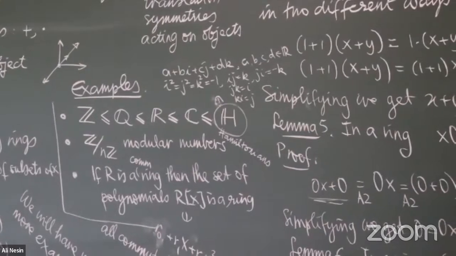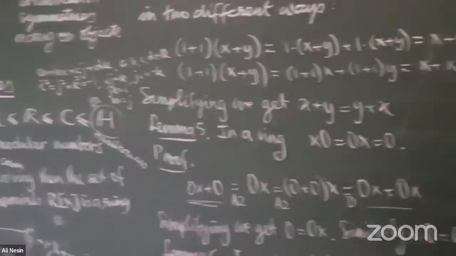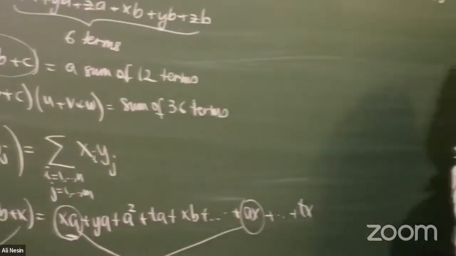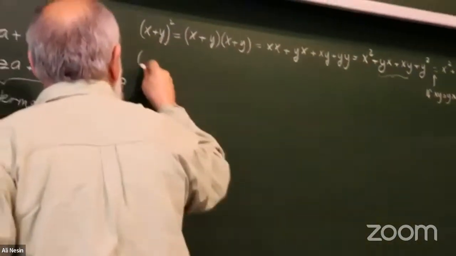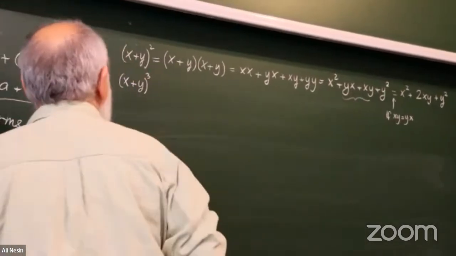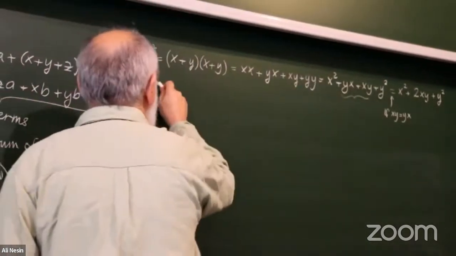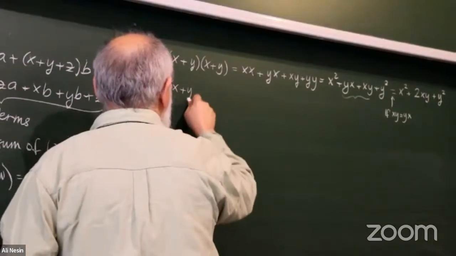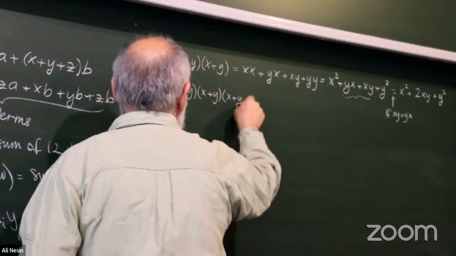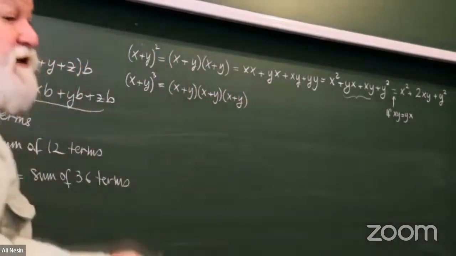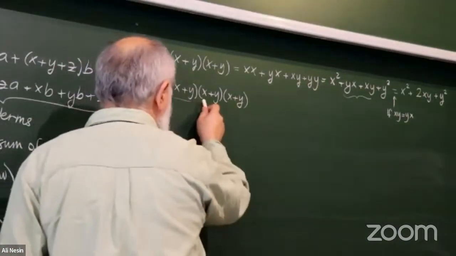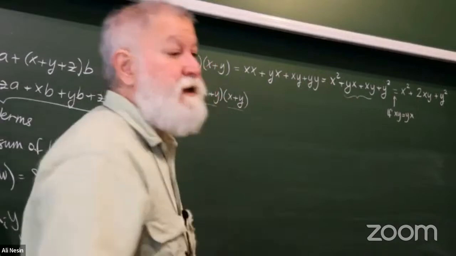Now, suppose xy equals yx. Consider x plus y cubed. It is x plus y, x plus y, x plus y. So I will have 8 terms. You choose one of these two, one of these two, one of these two, you multiply them and then you add them.